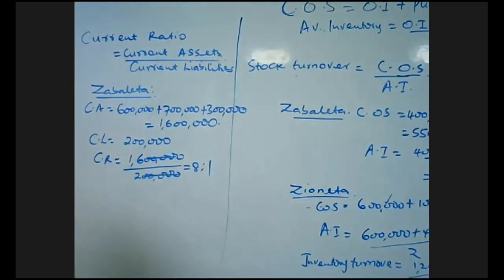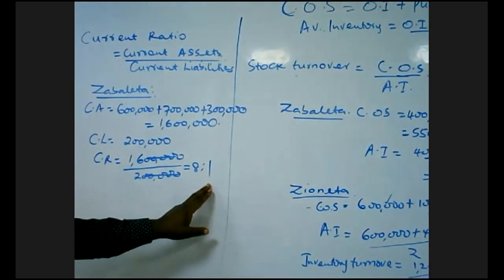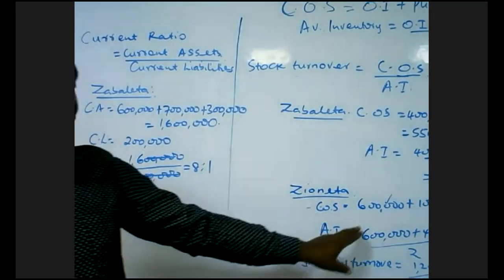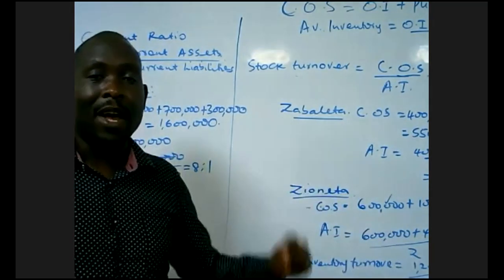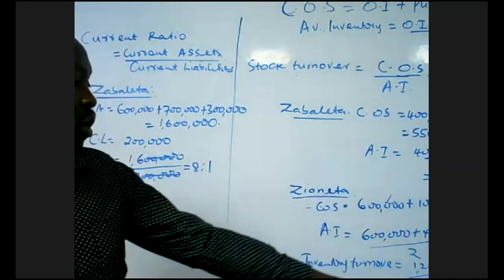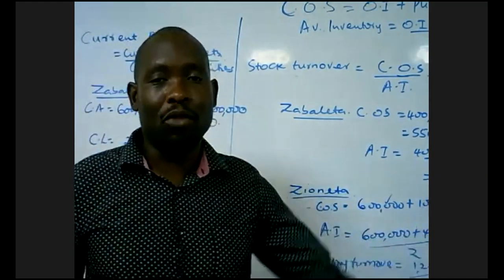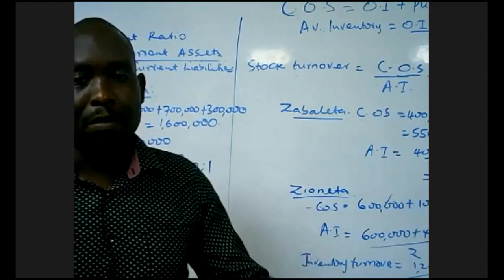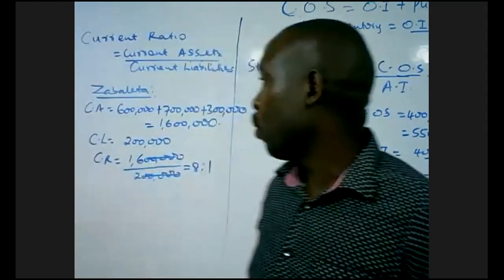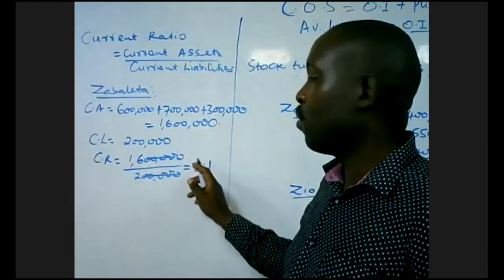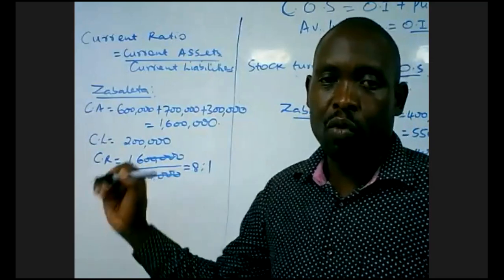The current ratio and the acid test ratios, you put them into ratios. The turnovers, the stock turnover, the asset turnover, any turnover ratio, the answer you get, you write times, the number of times. But this is a ratio. The answer you get is 8, but you put it in ratio form, 8 is to 1.